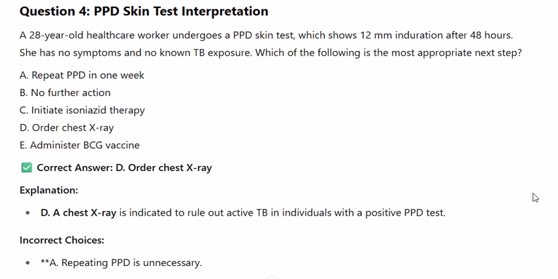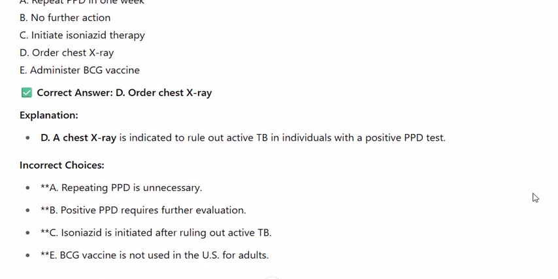D. A chest X-ray is indicated to rule out active TB in individuals with a positive PPD test. Incorrect choices: A. Repeating PPD is unnecessary. B. Positive PPD requires further evaluation. C. Isoniazid is initiated after ruling out active TB. E. BCG vaccine is not used in the U.S. for adults.